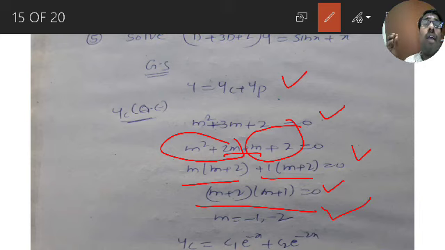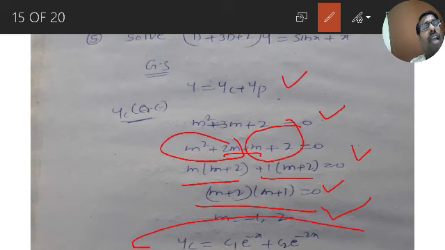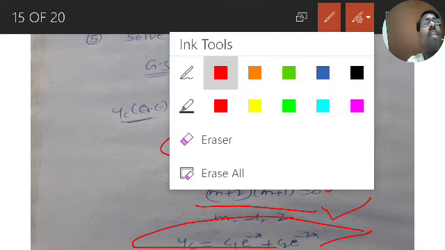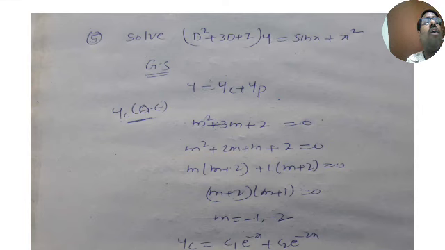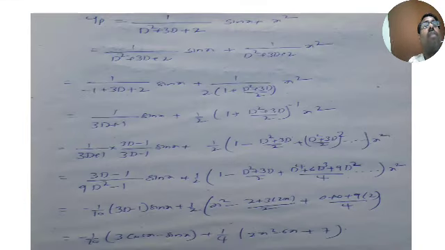The roots are real and different. Therefore my yc, for the real and different case, is c1 into e power of minus x plus c2 into e power of minus 2x. We are able to find yc. Now let us try to find yp.